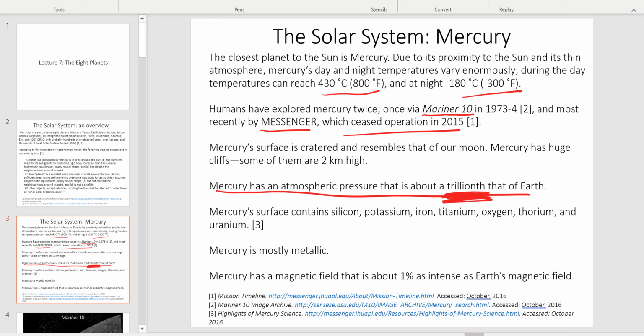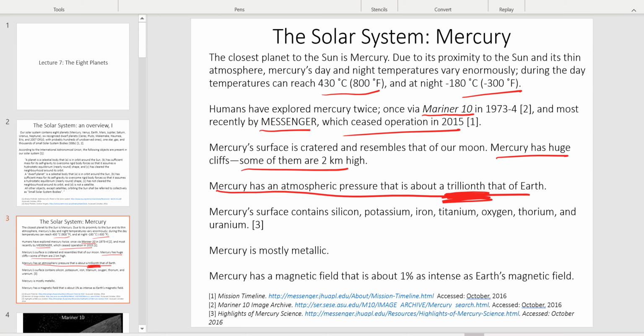One of the characteristics of Mercury's surface that you'll notice when you take a look at it, which I'll allow you to do in just a moment, is that it's highly cratered. Mercury has huge cliffs, some of them 2 kilometers high. And when you look at the surface of Mercury, you might think that this looks very similar to the surface of the moon, which I'm sure you've seen before. And indeed, in a way, you'd be correct.